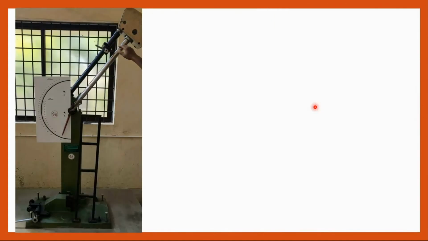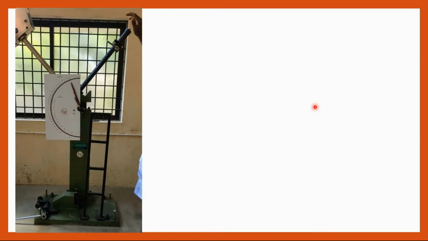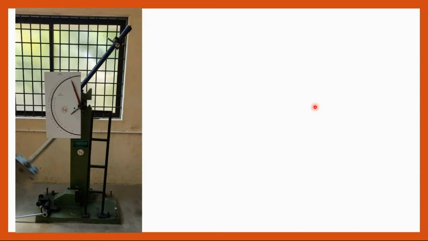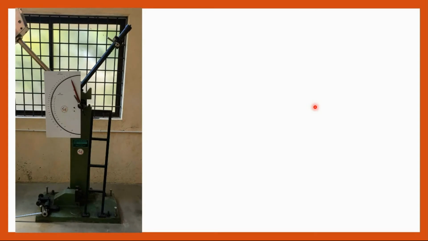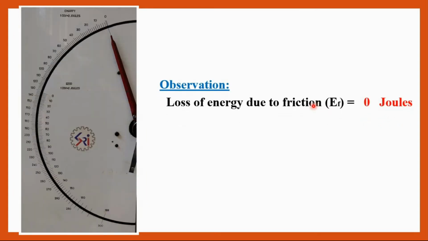Then release the hammer without a specimen. After the oscillation ends, if I observe the reading, the pointer will be showing 0, which is nothing but the loss of energy due to friction being 0, meaning there is no friction in the instrument. So here there is no loss of energy. Now I will move on to the actual test.